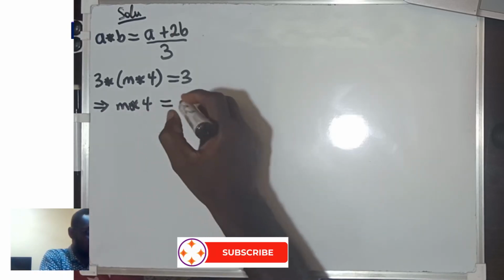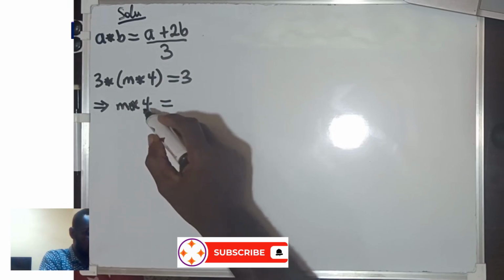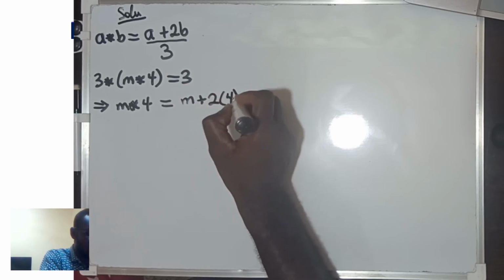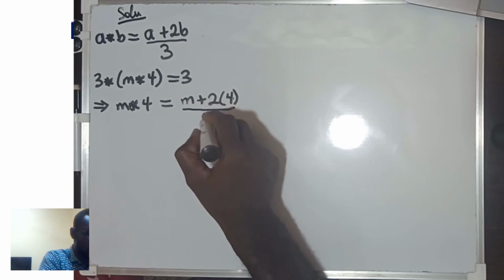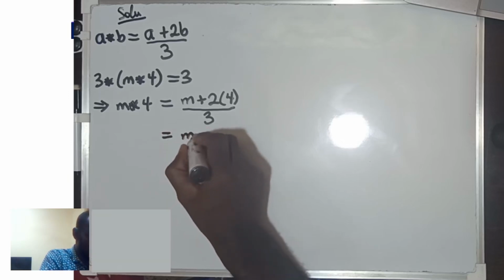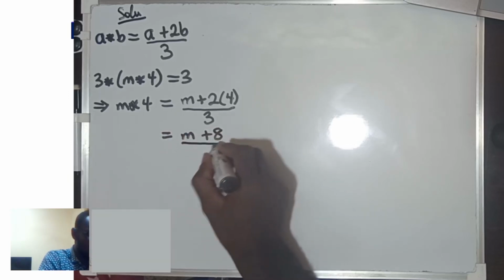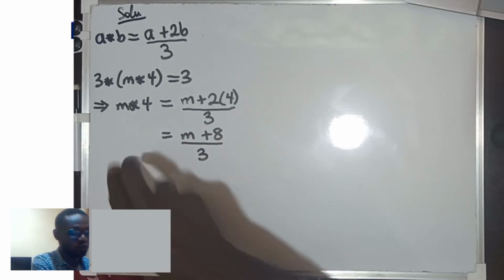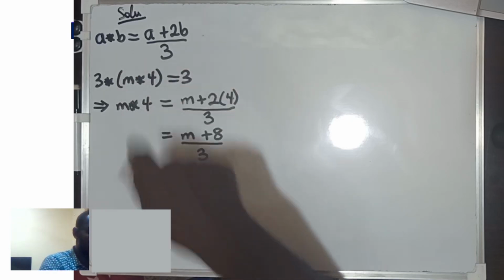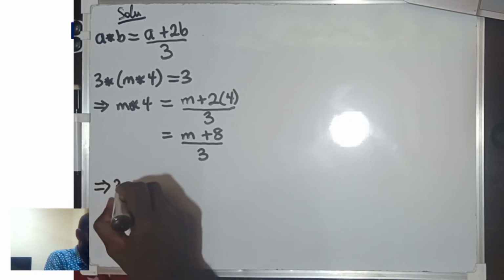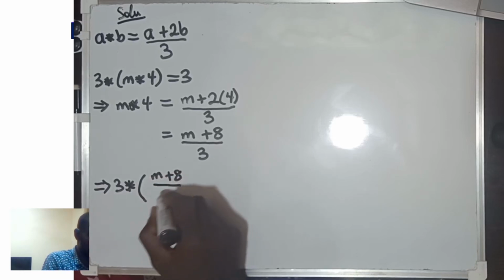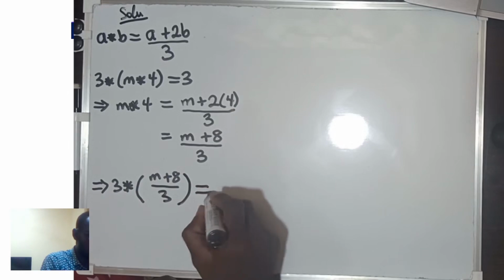So m star 4 will be, now this is the a and this is your b. So we have m plus 2 times 4, that is our b, divided by 3. So let's simplify this further. Then it means you have m plus 8 all divided by 3. Remember, this was what was inside of this bracket, so we can put this expression inside the bracket, so that we have 3 star into bracket m plus 8 over 3, and they said everything is equal to 3.